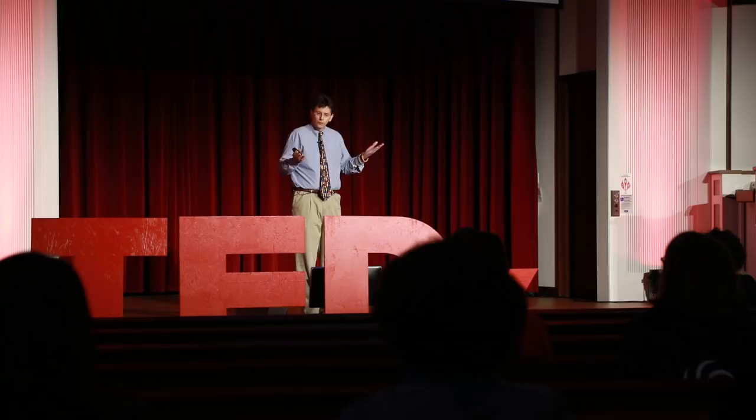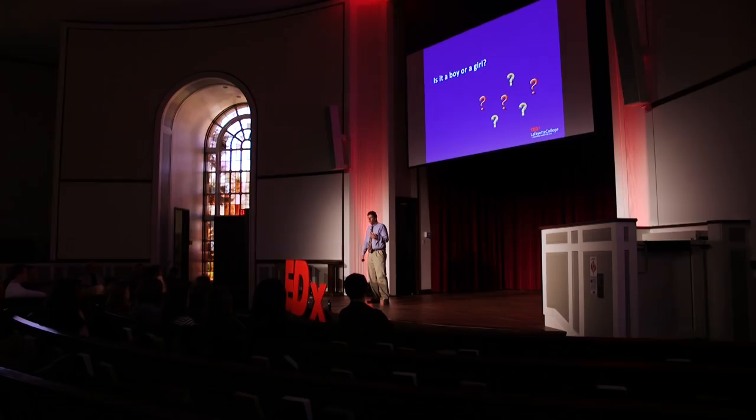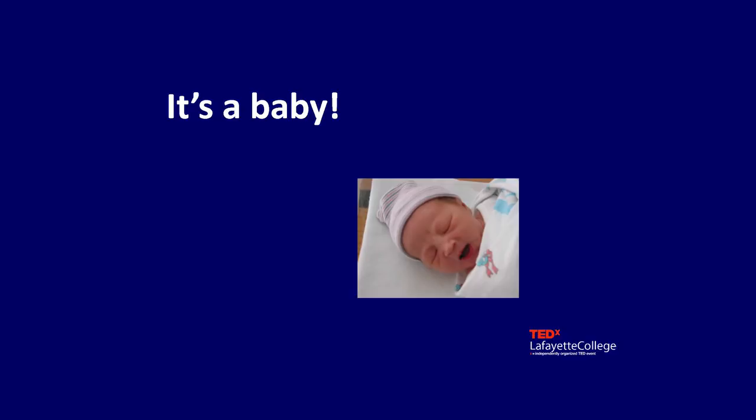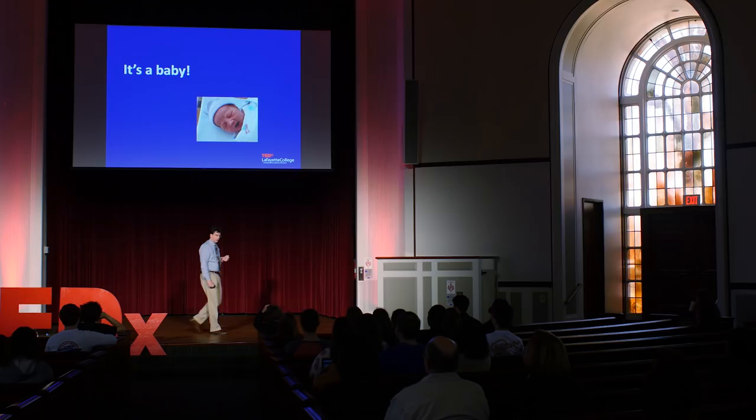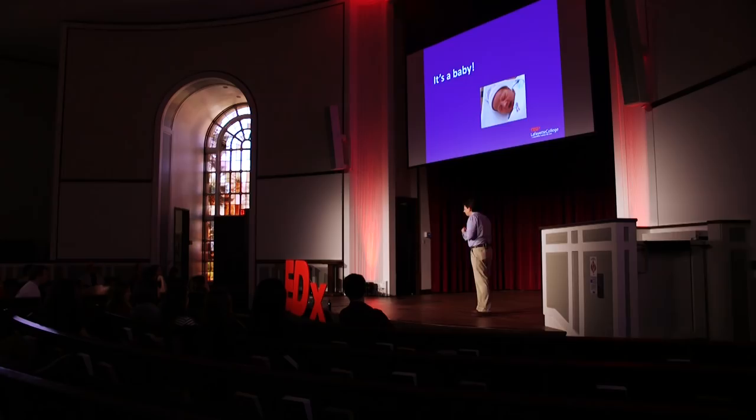So I would suggest that the next time somebody asks the question, is it a boy or is it a girl, the best answer to give is that it's simply a baby. And as an aside here, I have two children, a boy and a girl, and this is a picture of one of them, and I'm not really sure which one, because it's just a baby, okay? All right, so people are really, really, really good at using labels.